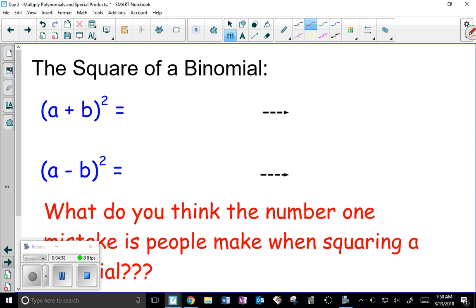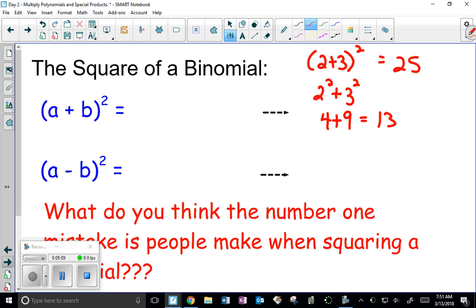That's a good question. Let's try it. Let's try it with numbers. If I have 2 plus 3 squared, I'm just going to put numbers in for everything. We have to do parentheses first, right? So that would be 5 squared, which would be 25. So the answer to this is 25. Would you agree with me? Okay, let's see if it's the same. If I go 2 squared plus 3 squared, that would be 4 plus 9. Ooh, that's only 13. So you can't do it that way.